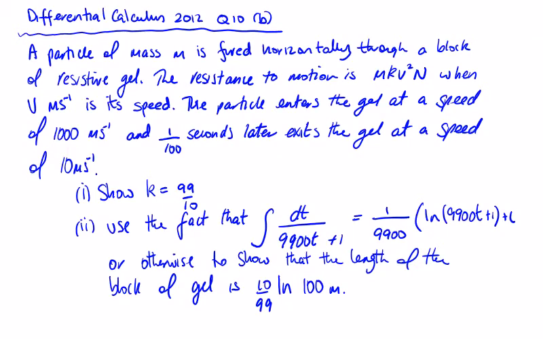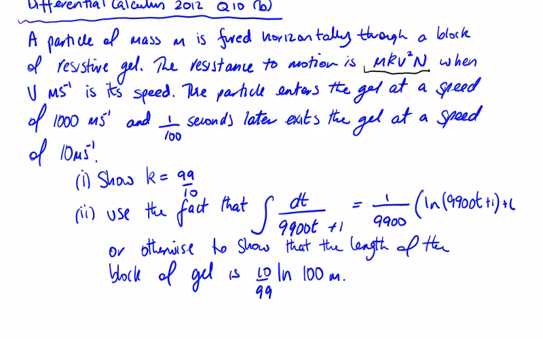Differential Calculus 2012, question 10b. A particle of mass m is fired horizontally through a block of resistive gel. The resistance to motion is m k v squared newtons, where v m/s is its speed. The particle enters the gel at a speed of 1000 meters per second, and 1/100 seconds later exits the gel at a speed of 10 meters per second. Show that k is 99/10.